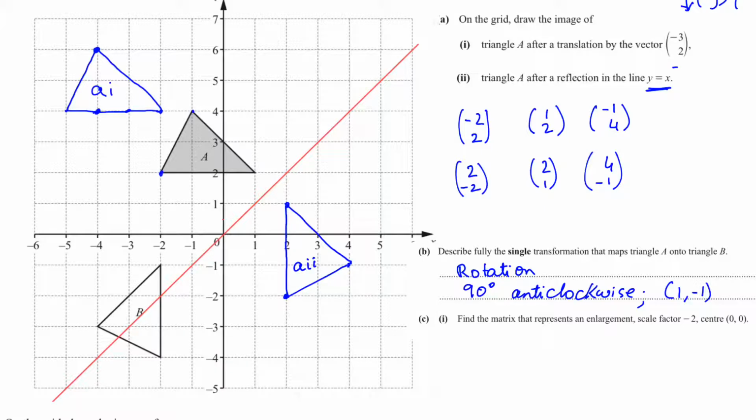In C1, they are asking us to find the matrix that represents an enlargement, scale factor negative 2, center 0, 0. You always will get center 0, 0, and whenever you have a scale factor, this is how you write your matrix. You are going to have a 0 here and a 0 here. This here is your scale factor, which is negative 2. So we are going to write negative 2.